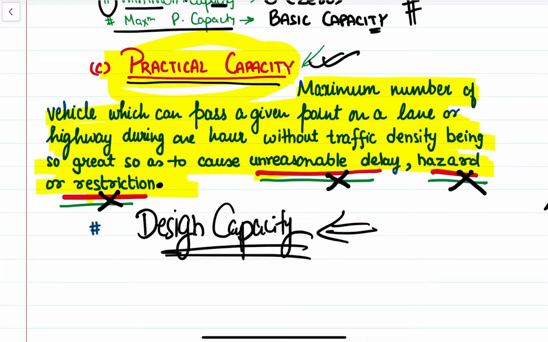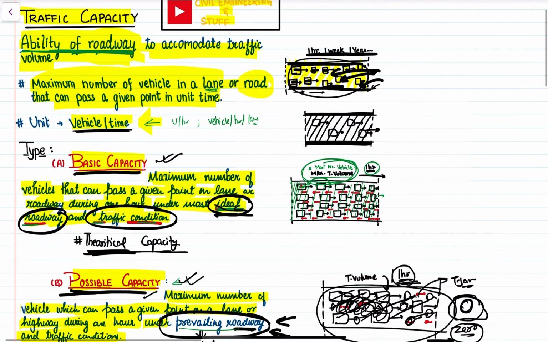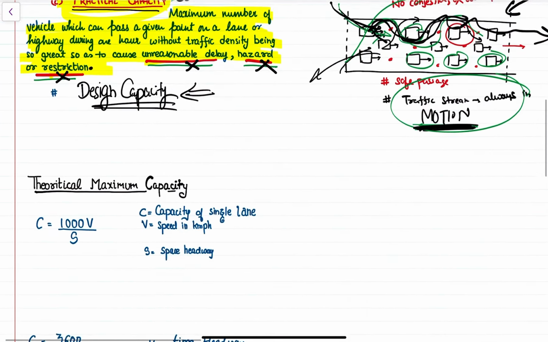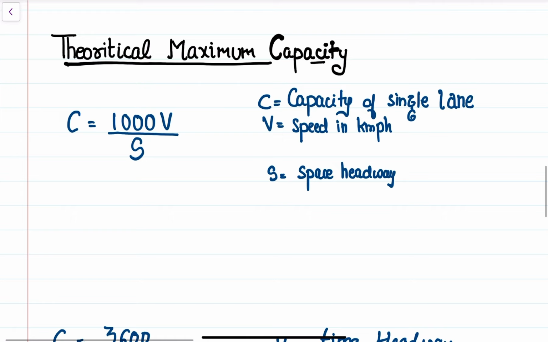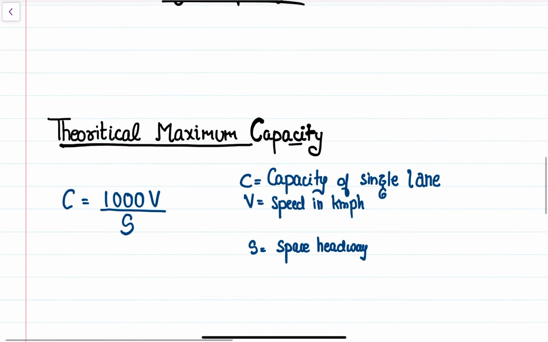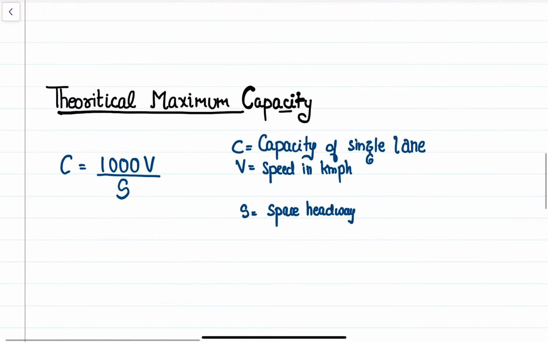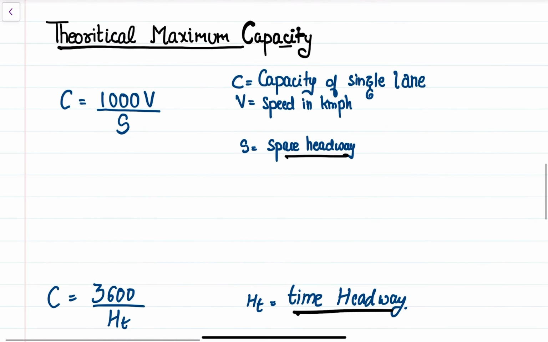Okay, so this is your basics about the traffic capacity. I hope it is clear to you. If there is any doubt, you can always ask in the comment section. Okay. So we have discussed the basic capacity, which is also called theoretical capacity or theoretical maximum capacity. To find out the theoretical maximum capacity, we have two formulas. One takes space headway into consideration and one takes time headway into consideration. We'll discuss space headway and time headway in detail.